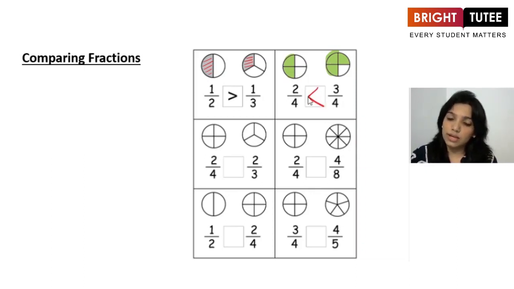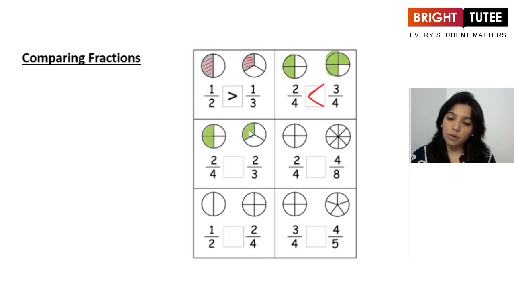This portion is bigger. Again, you can imagine, if out of 4 parts of a pizza you are given 2 parts, or out of 4 parts you are given 3 parts, in which case do you have the more favorable amount of pizza? Obviously 3 over 4, right? Now the next one says it is 2 over 4. So let us mark 2 over 4. It's again half. And it is 2 over 3.